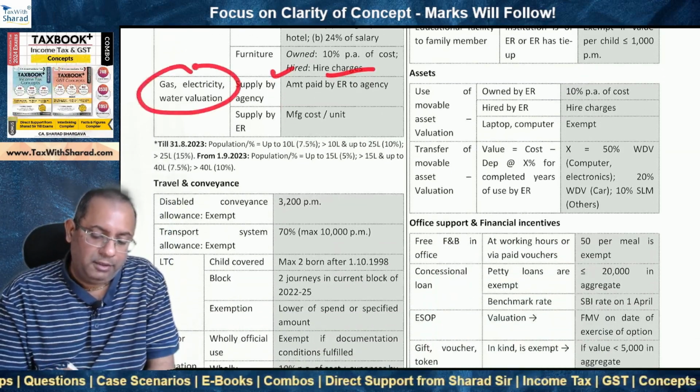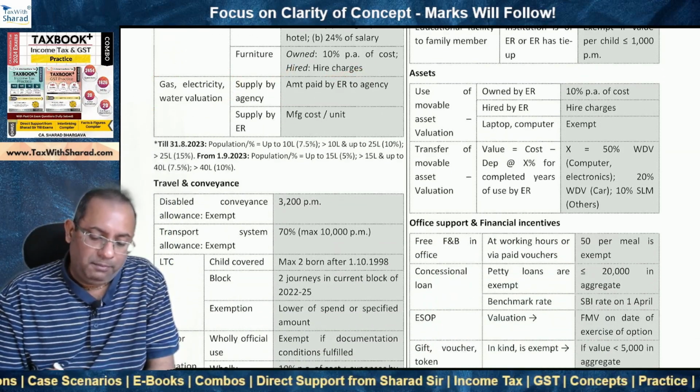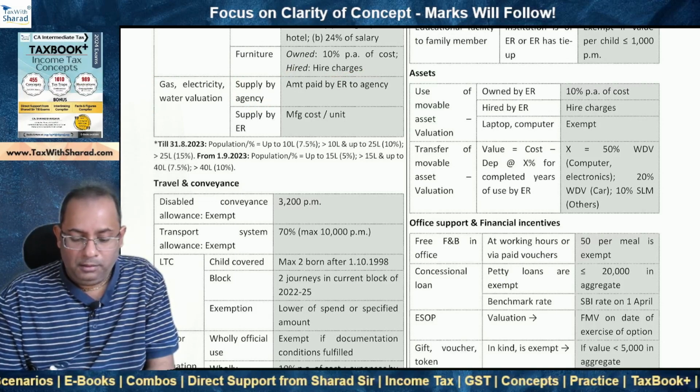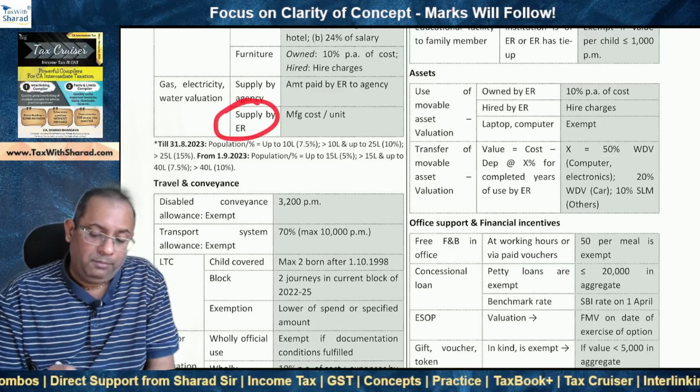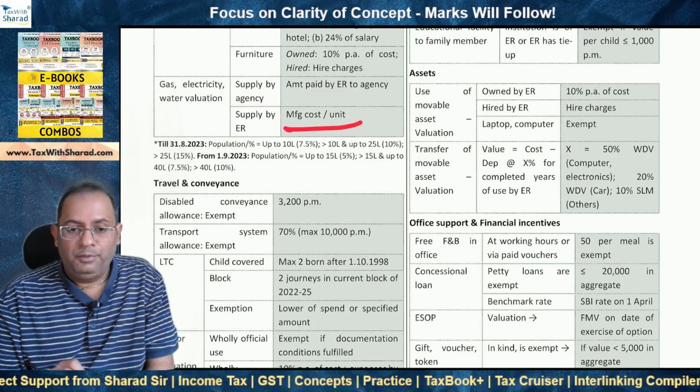In case of gas, electricity and water valuation, if it is supplied by an agency, then the value is the amount paid by the employer to the agency. If it is supplied by the employer itself, then it is the manufacturing cost per unit.